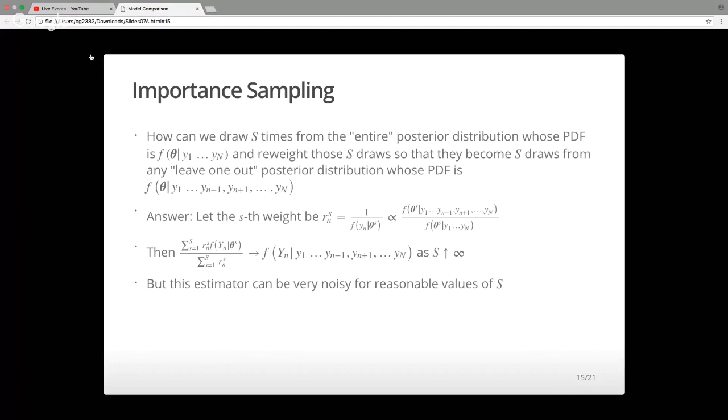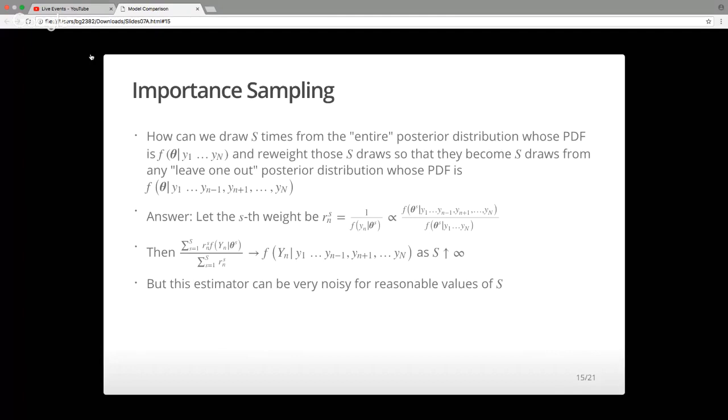So we have these importance ratios R. We have one of those for each observation. And for each observation, we have S of those because we have S draws from the posterior distribution. And then the weighted sum of the predicted density for a Y value at all the draws from the posterior distribution, weighted by these R things, divided by the sum of the importance sampling weights, converges to this leave one out predictive density as the number of draws goes to infinity.